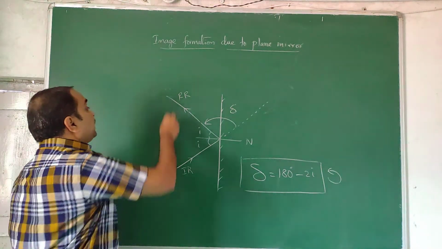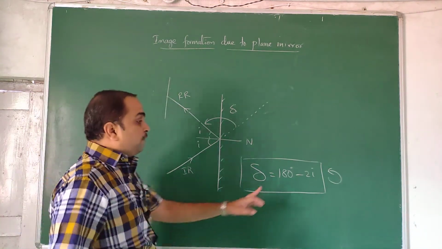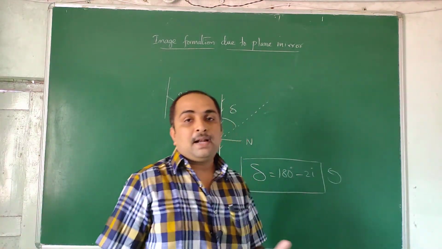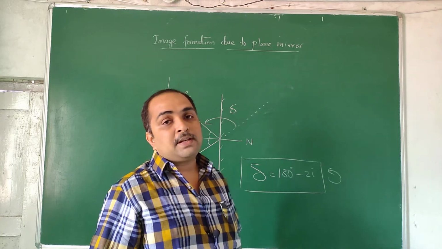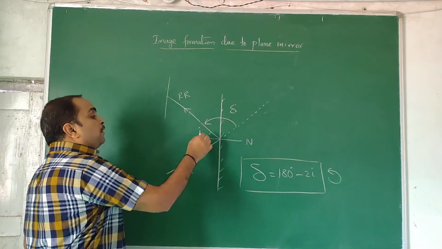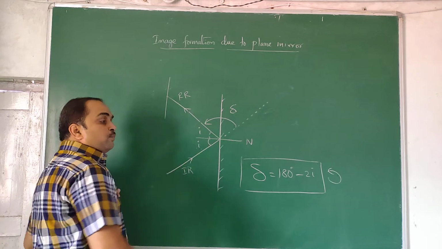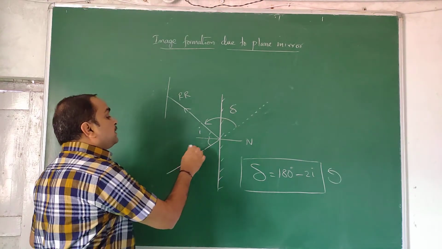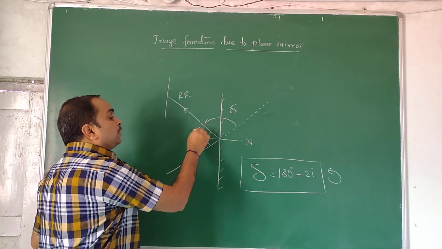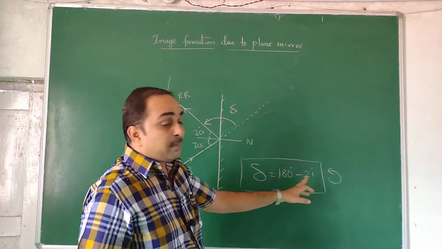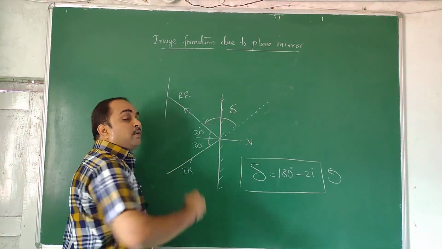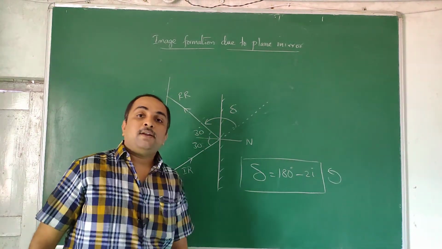If you have one more reflection here, what is the deviation? Same formula, 180 minus 2i. With that you can find it if you know the angle of incidence. Angle of incidence and angle of reflection are both equal. Don't write I and R, both are I and I. Say for example this angle is 30, this is also 30. 30 plus 30 is 60. 180 minus 60 is 120. So this deviation is 120. This we can find out even in this.